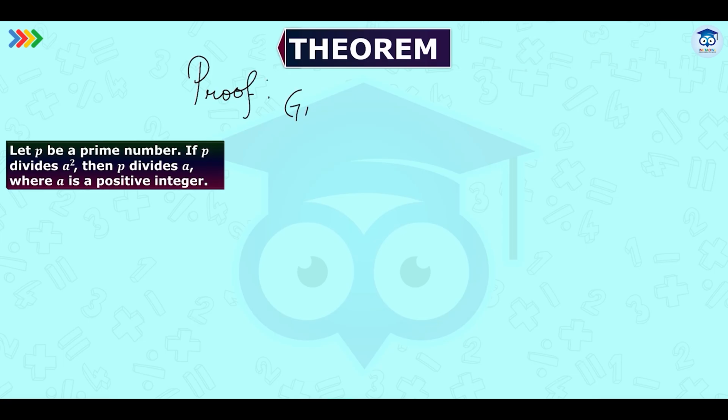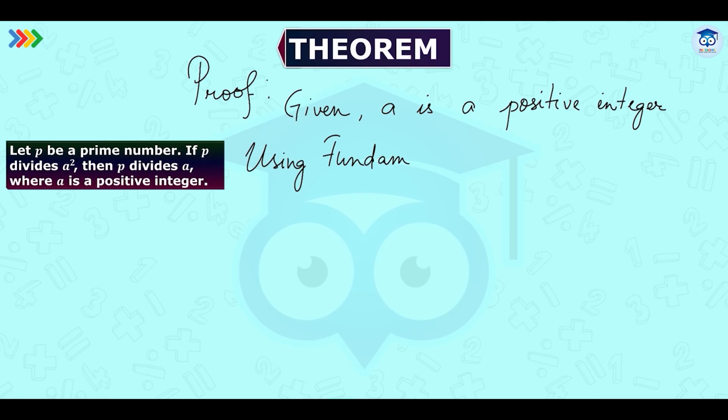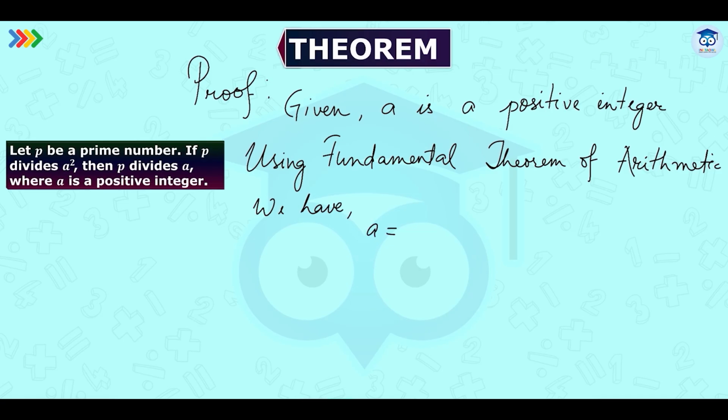So given A is a positive integer, using the Fundamental Theorem of Arithmetic, we have A is equal to P1 into P2 into P3 and so on up to Pn, where Pi's are primes.